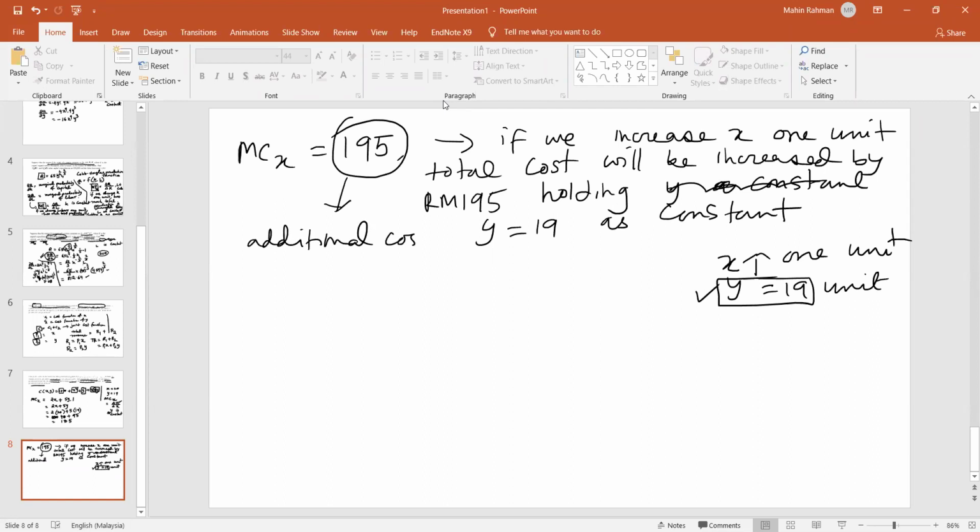Additional cost for one more unit of x. That means if you produce one more unit of x, then you have an additional 195 ringgit. Okay, so that is called the marginal cost with respect to x. Is there any question?